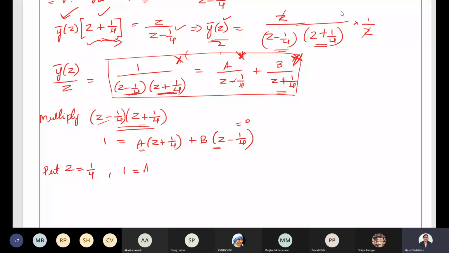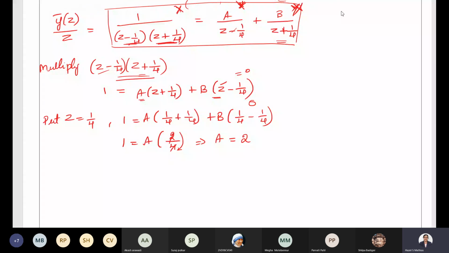We get 1 equal to A into (1 by 4 plus 1 by 4) plus B into (1 by 4 minus 1 by 4). When you put z as 1 by 4, this term will be 0. So what is this? A into 1 by 4 plus 1 by 4 is 2 by 4, which is half. So A into 1 by 2 equal to 1. So the value of A is 2.